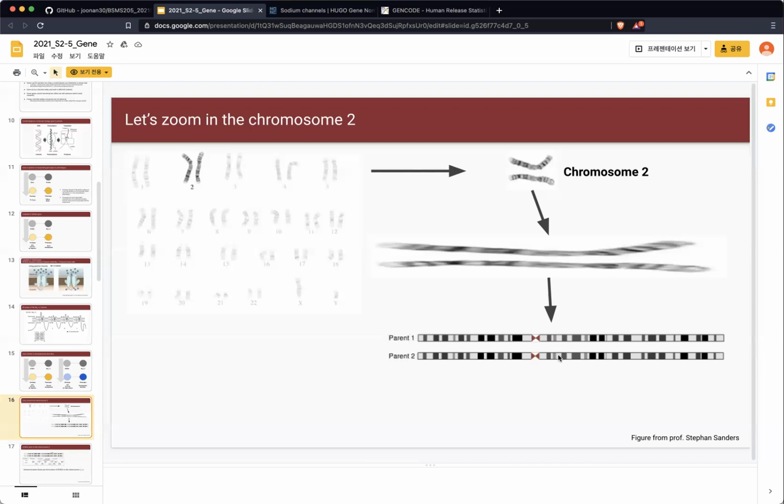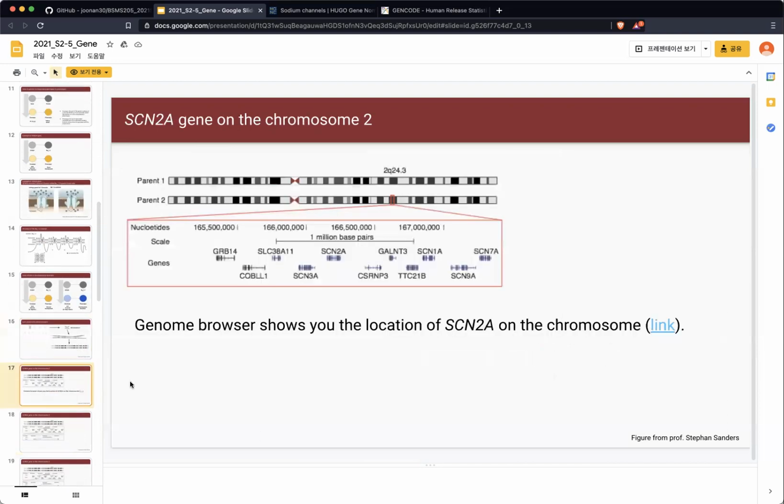Obviously, if you zoom out or zoom in, you're not going to have the ideogram, but it's equal to the ideogram. So if you look at this ideogram, and if you go into 2q24.3, then you will find the position where SCN2A is located, right? SCN2A is located on chromosome 2 at around 166 million base pair positions, and SCN2A is sitting in here, right?